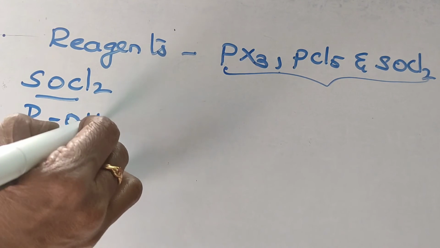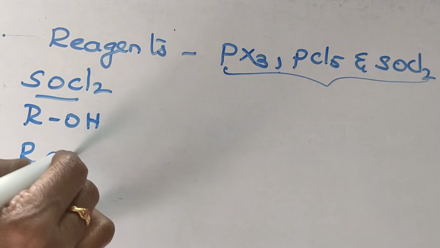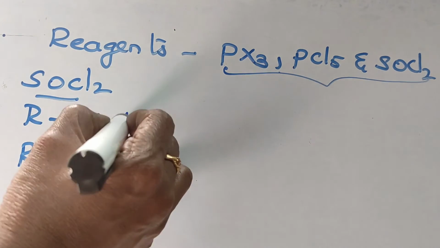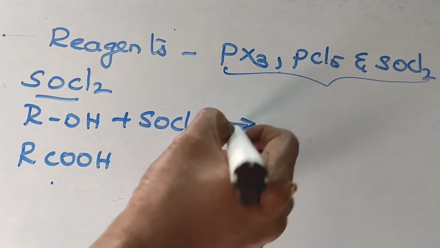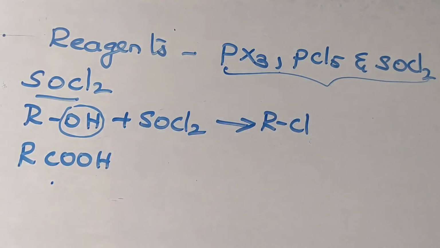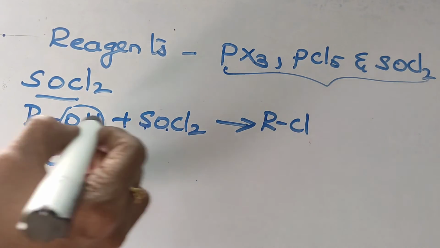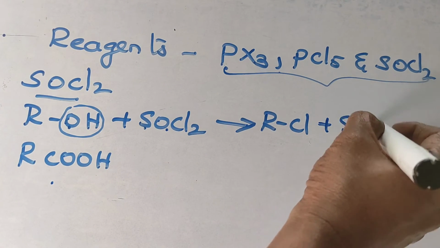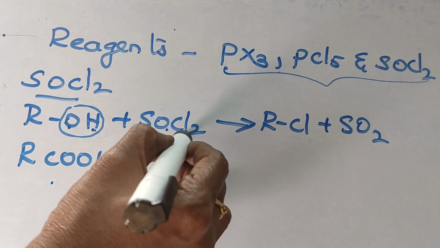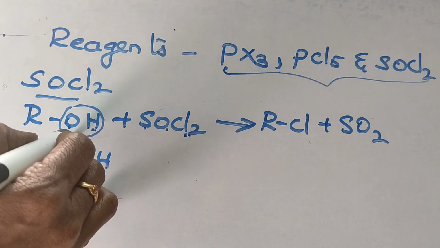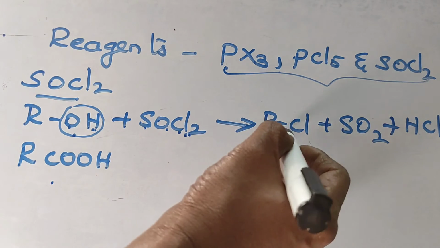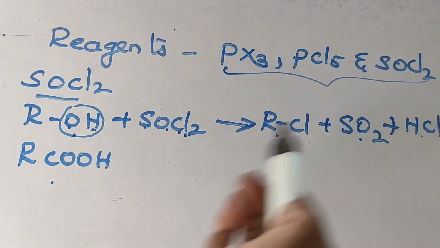Reactants are the same, ROH and RCOOH. One is alcohol, another one is acid. Plus SOCl2, the OH is going to be replaced with Cl. So RCl. Then this SO, this O becomes SO2. Then hydrogen and here chlorine. One more chlorine is there. One chlorine here we have replaced, another one chlorine is there. So HCl. So the products are RCl, SO2, HCl.